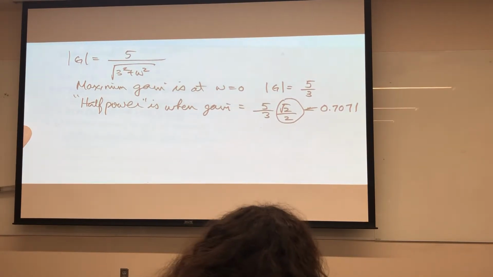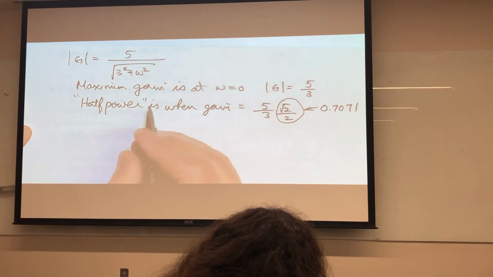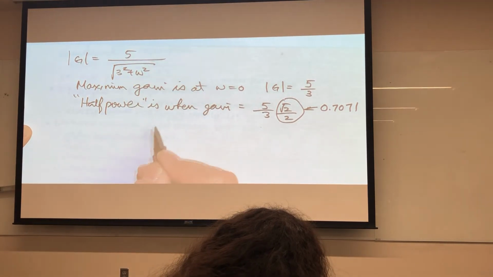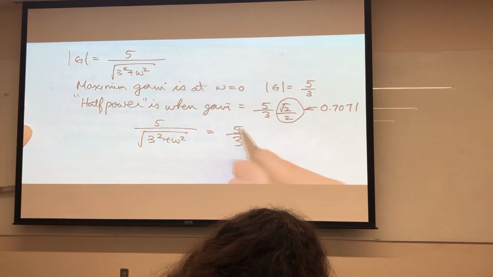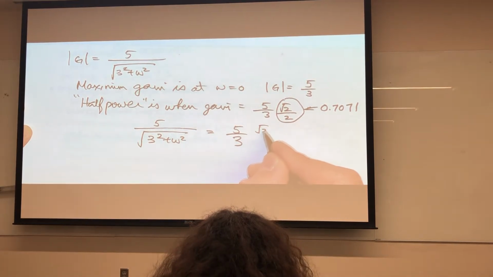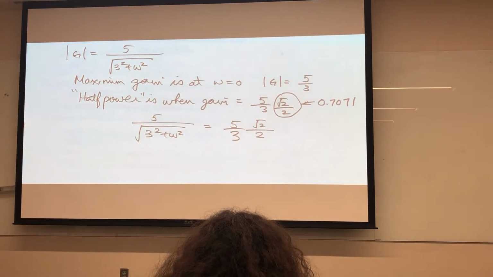Okay. So let's set this up. So we'll take a look. Here's the gain. The gain is 5 over square root of 3 squared plus omega squared equal to 5 over 3. I want to be 3 dB down. 3 dB down means I'm down to 70%. Square root 2 over 2. And I'll solve for omega.